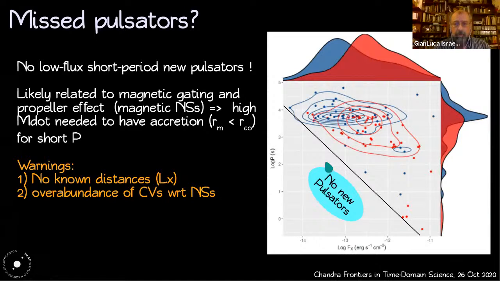Something which I would like to mention briefly is the fact that in both samples, there is a lack of low flux, short period pulsators. Probably we don't know exactly what the reason is. We speculate that this is related to what we call the magnetic gating or propeller effect in magnetic neutron stars, which means that if you have short period objects which are accreting, you need a higher accretion rate in order to have the accretion onto the neutron star and therefore a signal. The problem with this reasoning is that it is generally done in terms of luminosity, not flux, while here we have flux. This means that we need the distance in order to confirm this scenario.